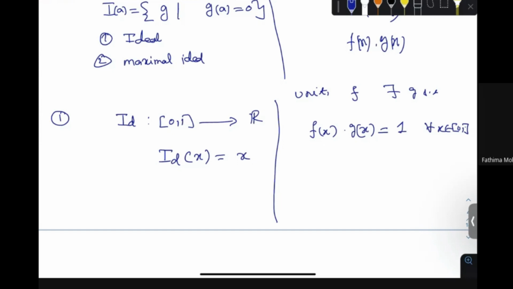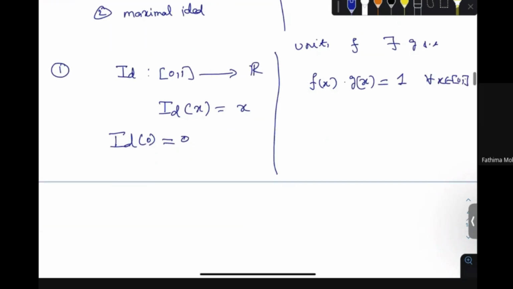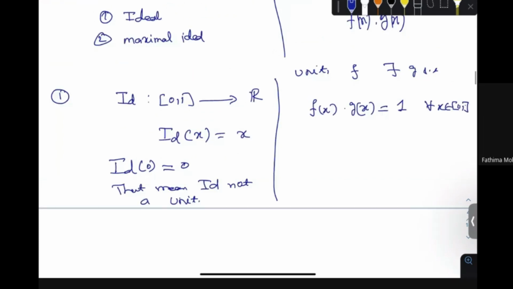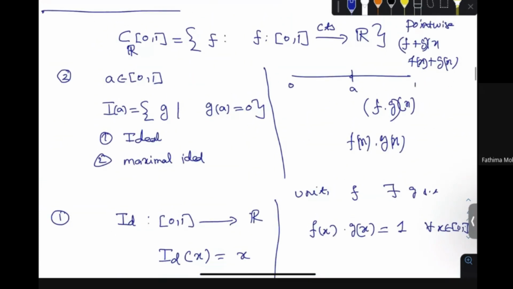But look at the identity function. Identity of 0 is 0. That means the identity function is not a unit. In other words, not invertible. Certainly, whenever we see identity, we like to think identity means always invertible. That's not true. That's why this particular type of question is important in CSIR.